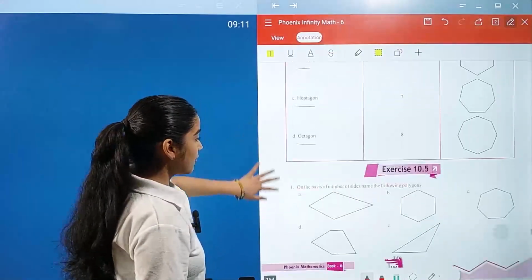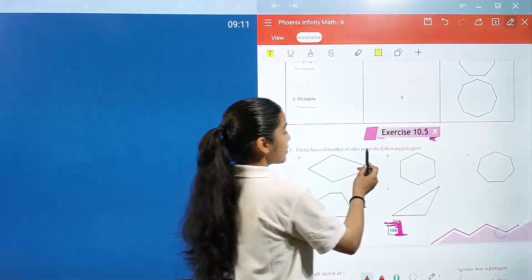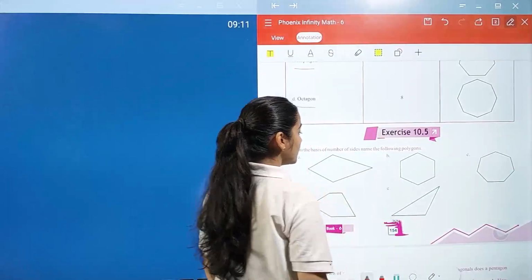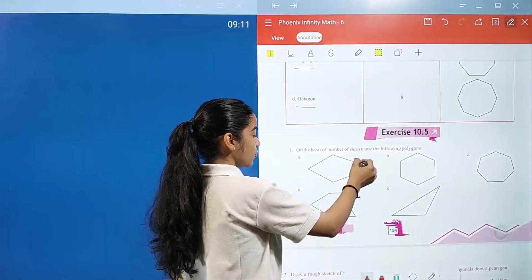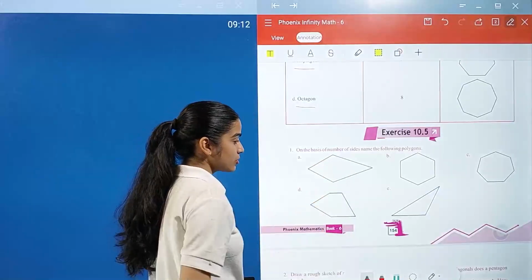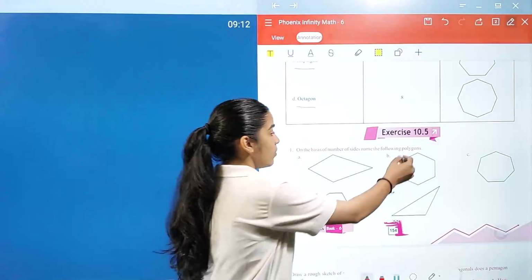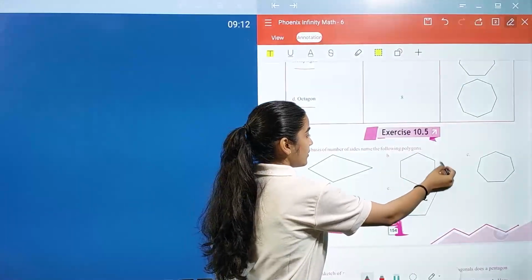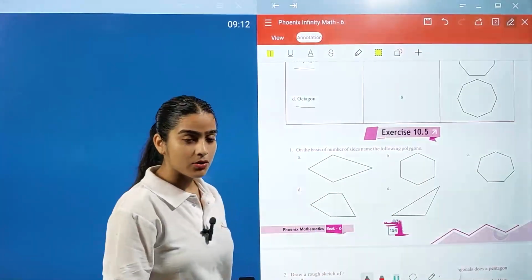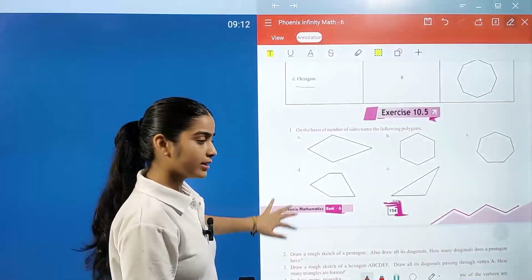Okay. After this, we have exercise 10.5. On the basis of number of sides, name the following polygons. 1, 2, 3, 4. So we have 4 sides and opposite sides are parallel and equal to each other. So you can say it is a quadrilateral as well as a parallelogram. 1, 2, 3, 4, 5, 6. So it is a hexagon. So now you have to count the sides of your figures or polygons and write their names.